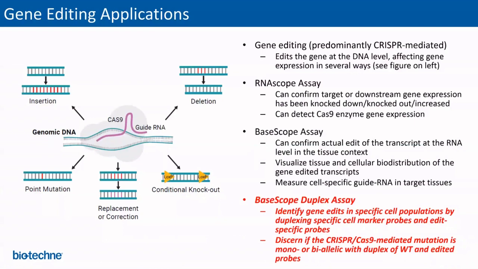However, the BaseScope Duplex assay can be utilized in a very novel way where you can identify the gene edits in a specific cell population by duplexing a cell marker with the edit specific probe, or you can detect both the wild type and the edited probes at the same time. That's something we have done.